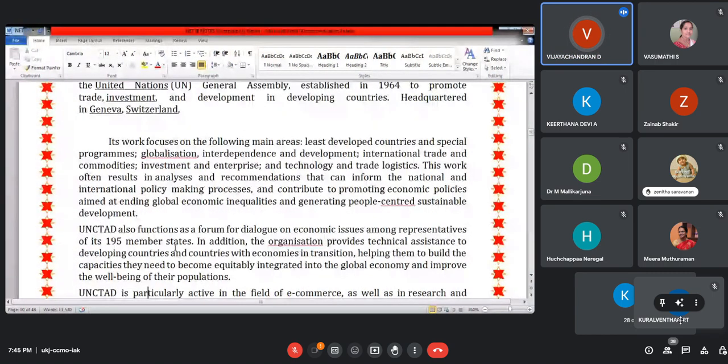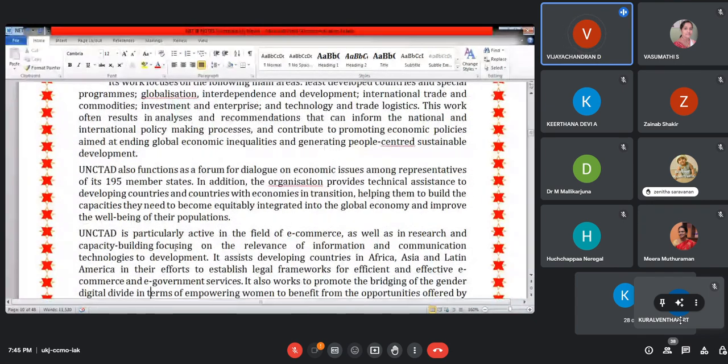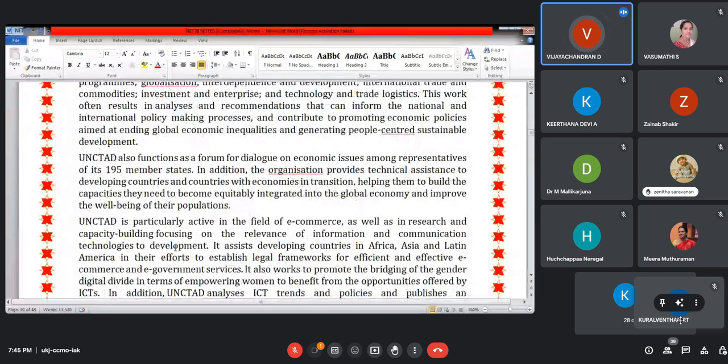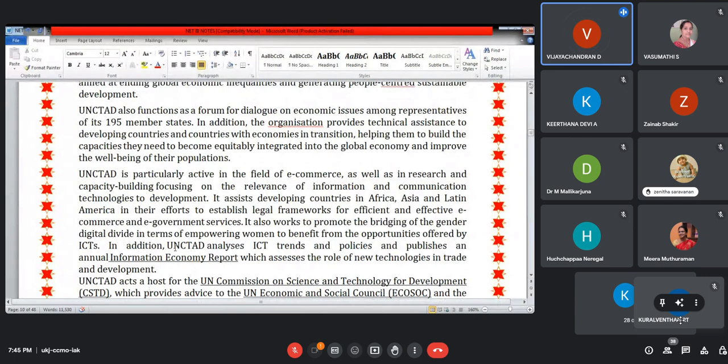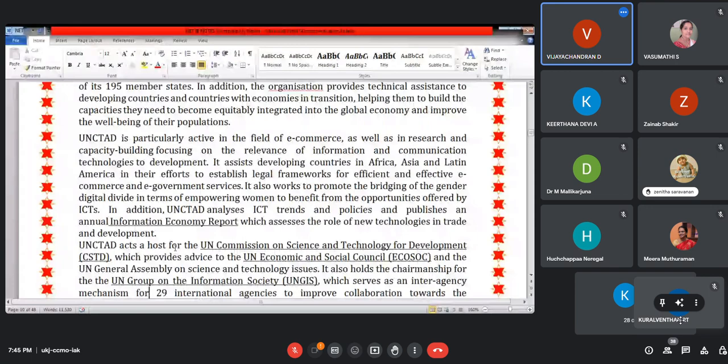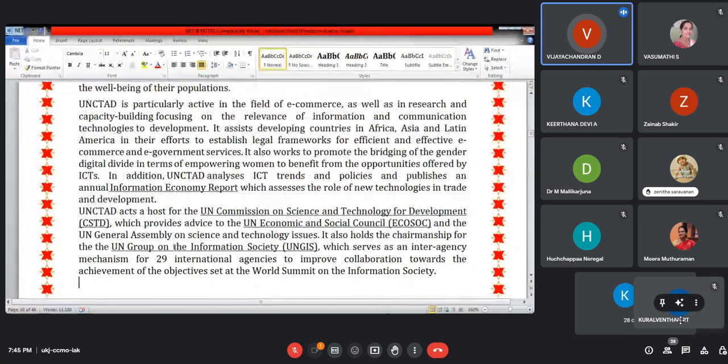So how many member countries are there? 195 member countries are there in UNCTAD. They are particularly focusing on e-commerce. Even in your examination they will ask, so kindly note, UNCTAD acts as a host for the CSTD. What is CSTD? Commission on Science and Technology for Development, and it provides advice to the United Nations Economic and Social Council, ECOSOC. Also, UNCTAD acts as an advisory body to the ECOSOC.